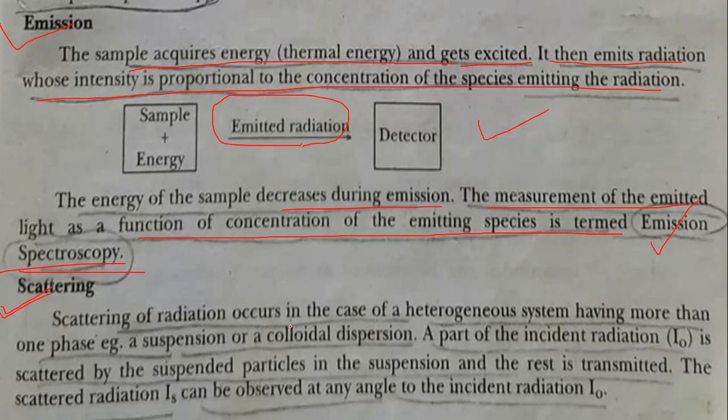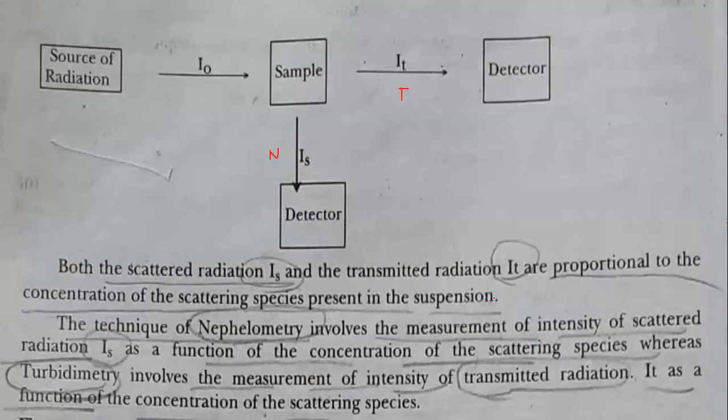Scattering of radiation occurs in the case of heterogeneous systems having more than one phase, such as a suspension or colloidal dispersion. A part of the incident radiation I0 is scattered by the suspended particles present in the suspension medium, and the remaining is transmitted. The scattered radiation is given by IS, it can be observed at any angle to the incident radiation, and the technique is called scattering spectroscopy, you can say.